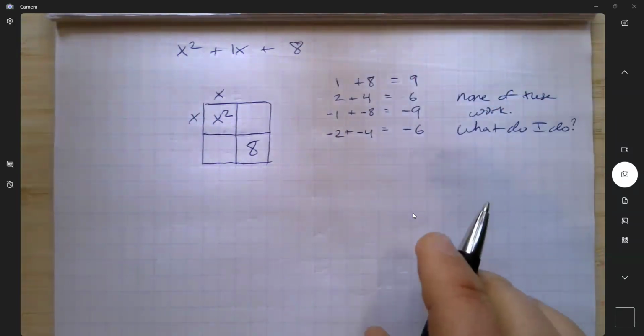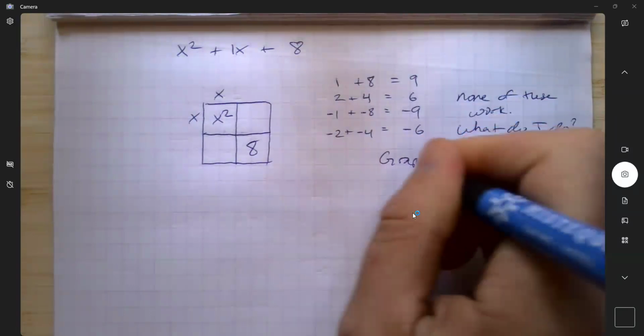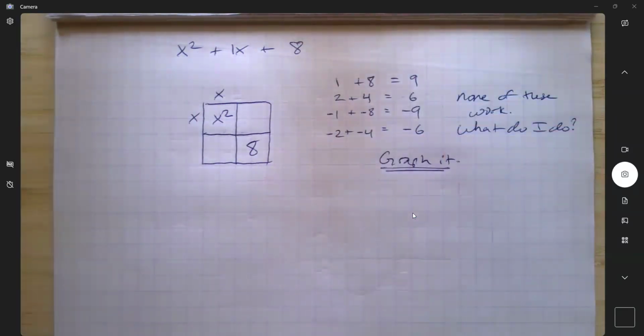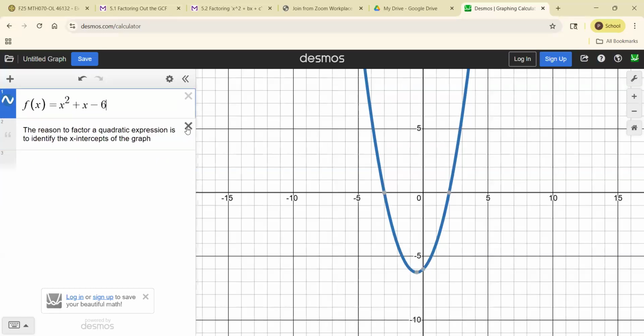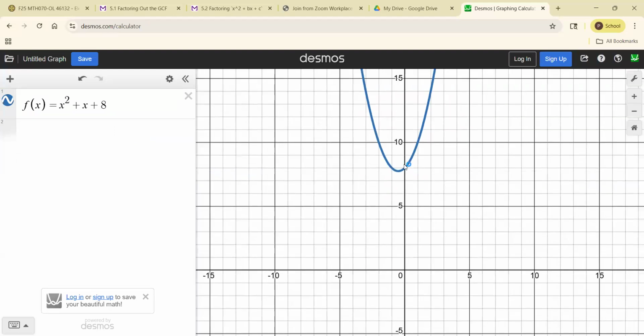And I have a very simple answer for you. You graph it. Graphing, using a graphical representation, is a very good way to do algebra. So I will share my Desmos screen with you. And we'll change this formula so it matches what was on the page, x squared plus x plus 8. There it is. There it's crossing at 8. That's what I wanted, right?